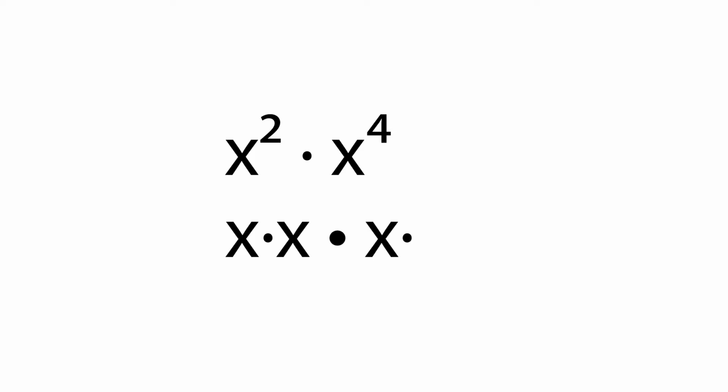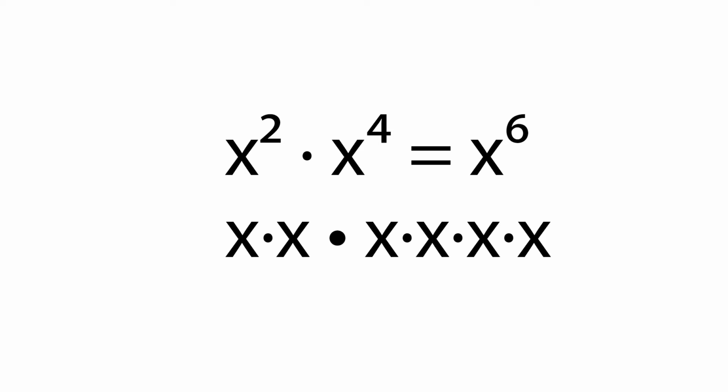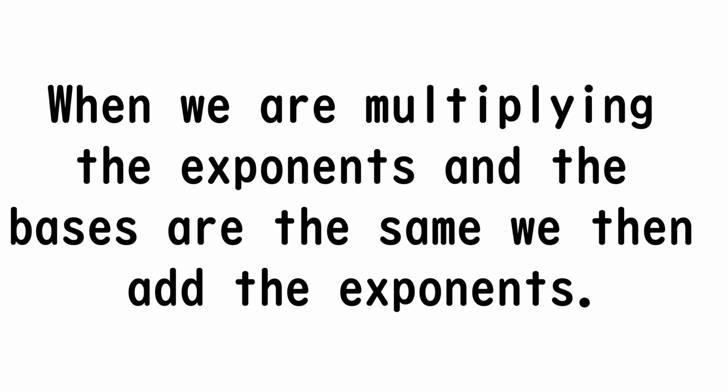x to the power of 2 just means x times x, and x to the power of 4 just means x times x times x times x. That is 6 x's multiplied together. So basically, when we are multiplying and the bases are the same, we add the exponents.